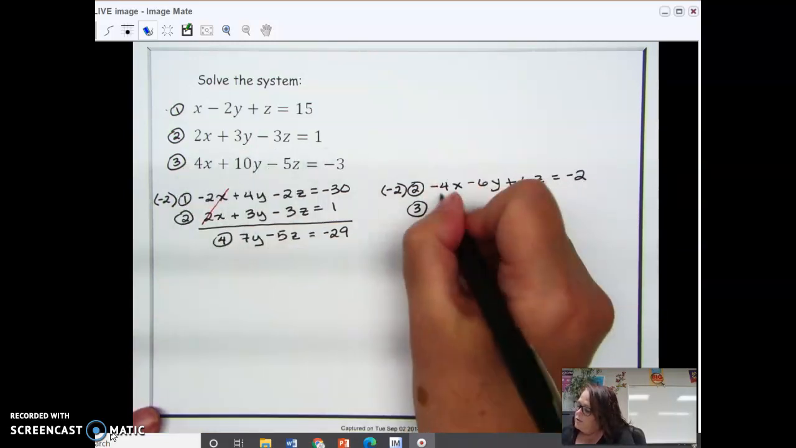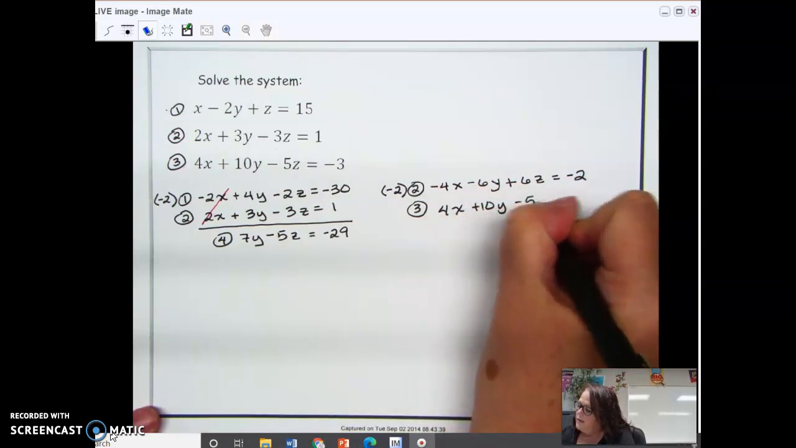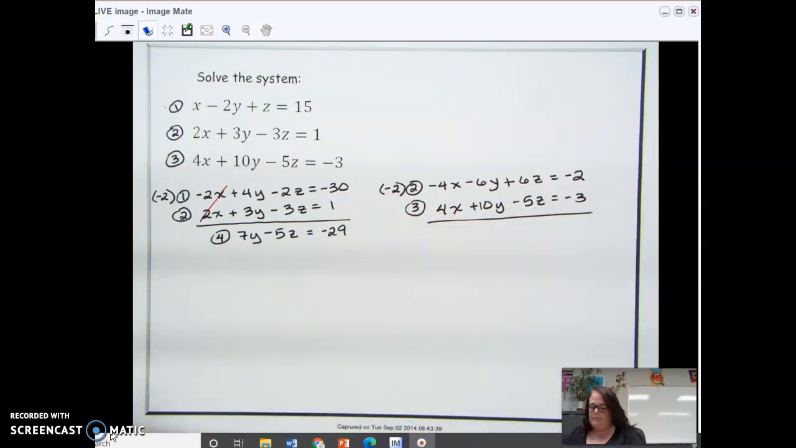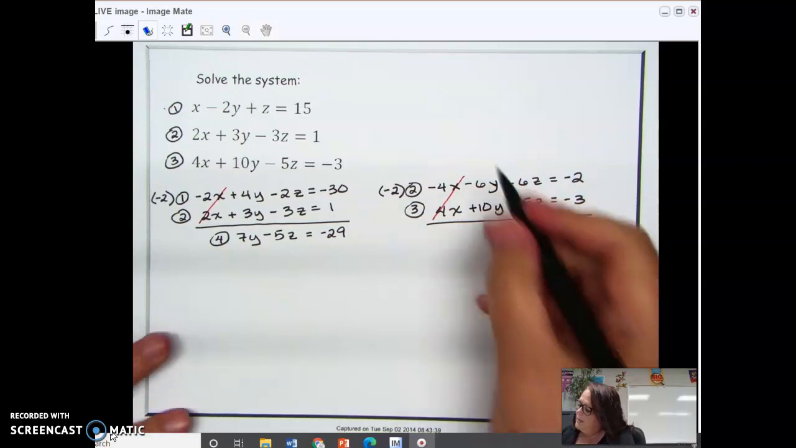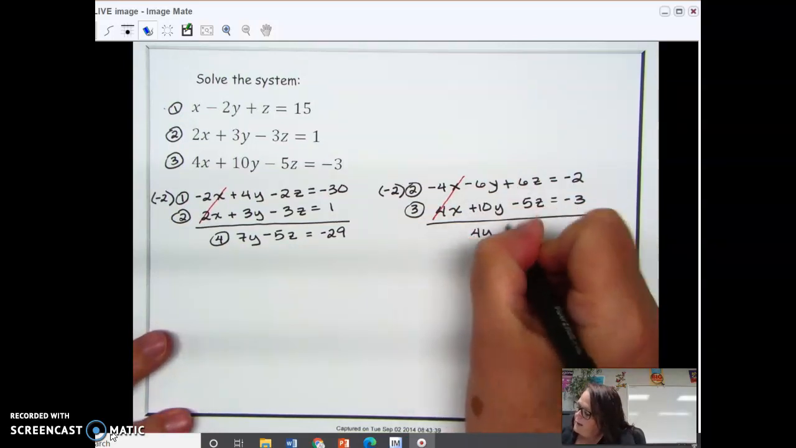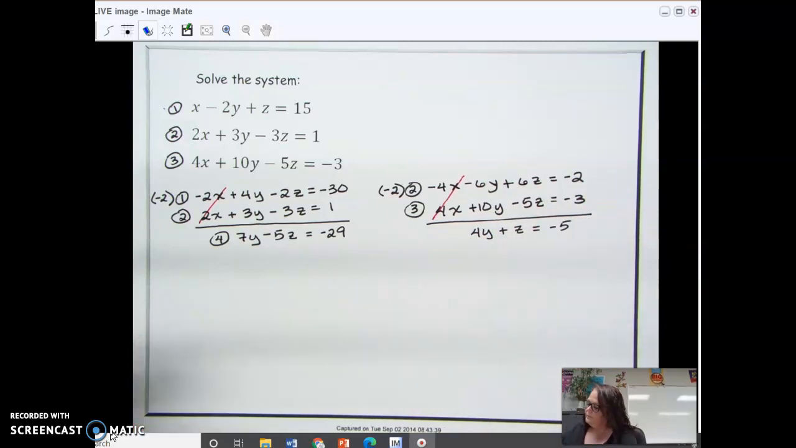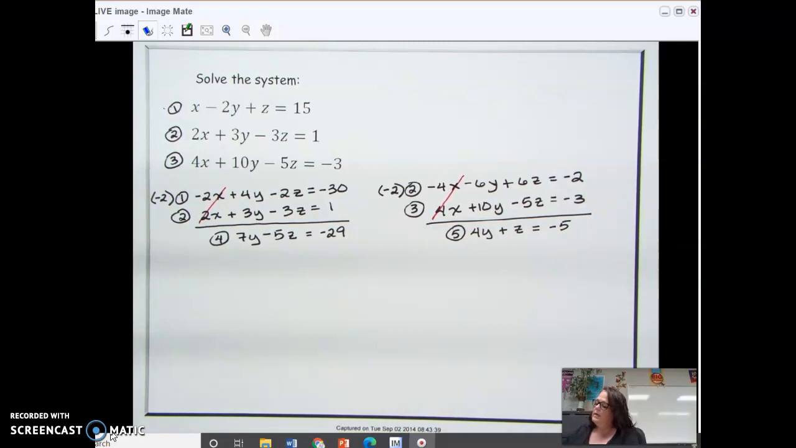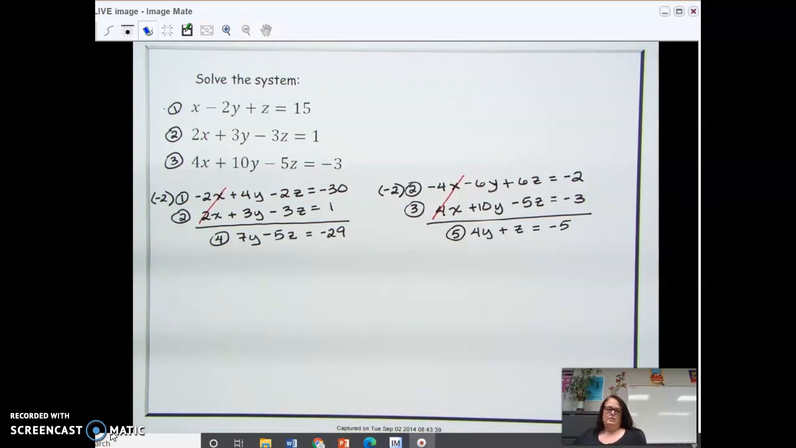Okay, and then equation 3, we get 4x plus 10y minus 5z is equal to -3. And so when I add these together, my x's cancel, and I'm left with 4y plus z is equal to -5. So I can call this equation number 5. And so have I eliminated the same variable twice? I did it once here and once here. So we're on to step 2.